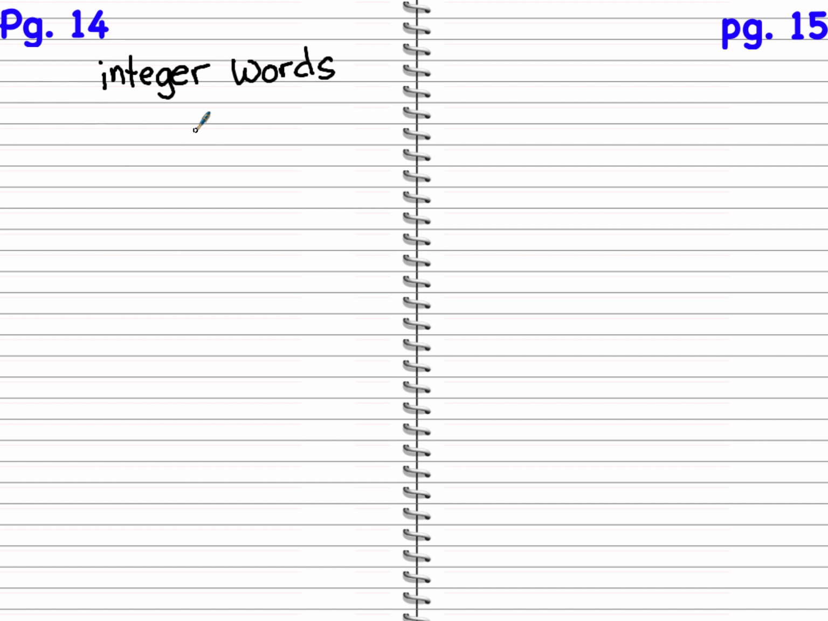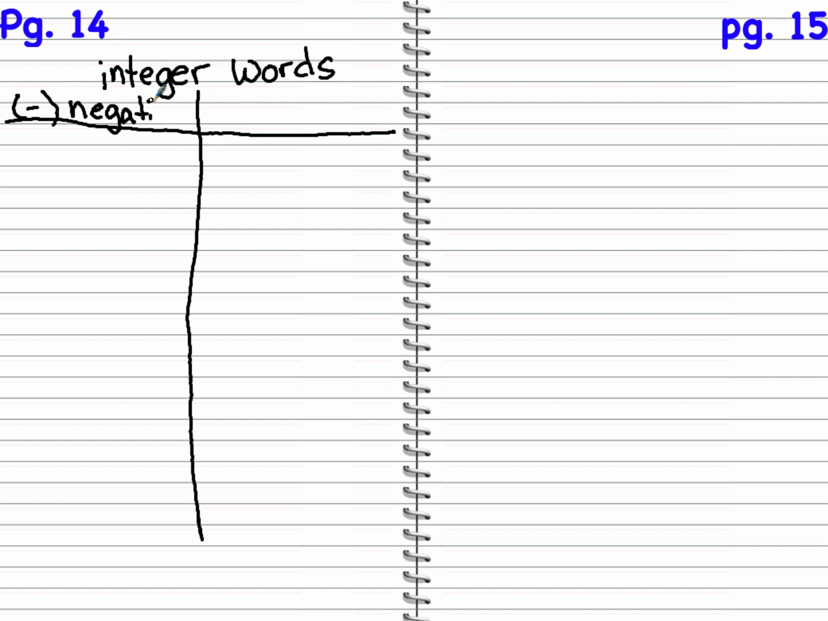Okay, and then you are going to make a T-chart that goes all the way down. And on the left side, you're going to write a negative sign and the word negative. And then on the right side, you're going to put a positive sign and you're going to write positive.